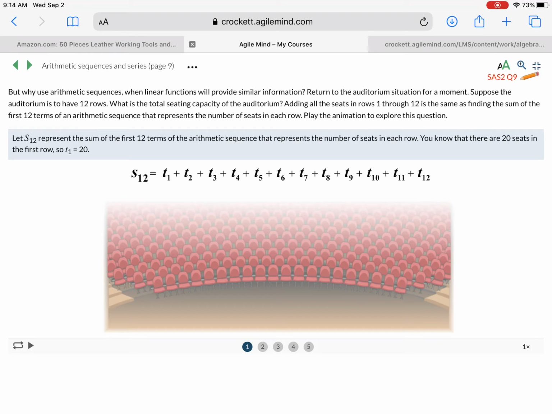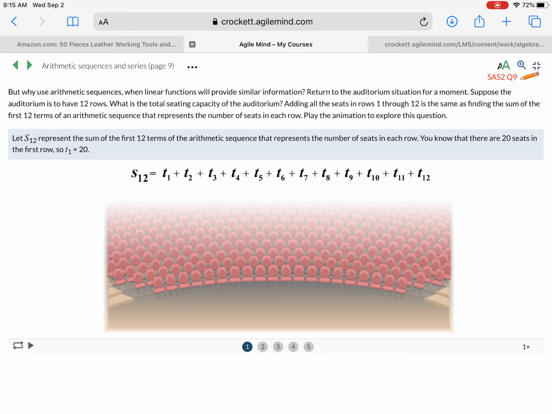So this says, but why use arithmetic sequences when linear functions will provide similar information? Return to the auditorium situation for a moment. Suppose the auditorium has 12 rows. What is the total seating capacity of the auditorium? Adding all the seats in row 1 through 12 is the same thing as finding the sum of the first 12 terms of an arithmetic sequence that represents the numbers of rows in each row.